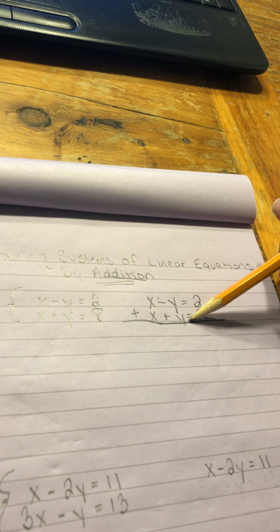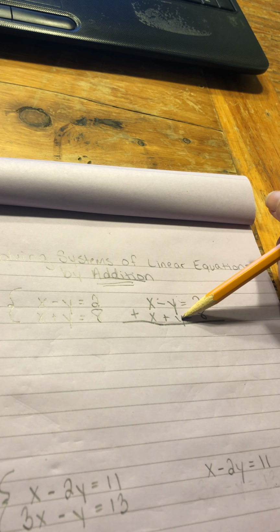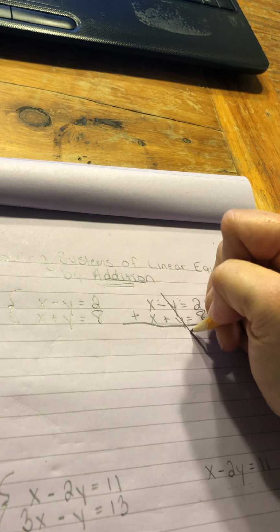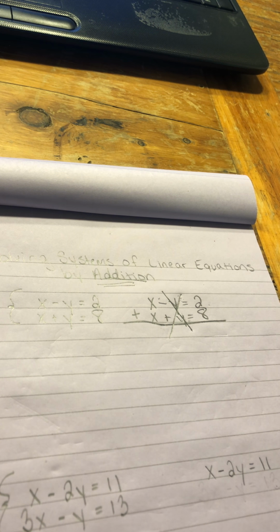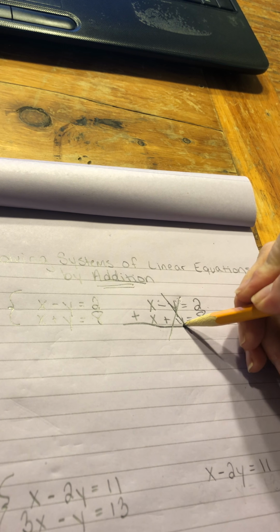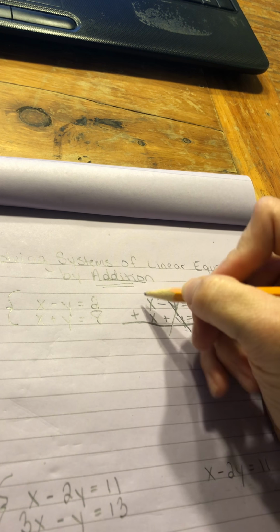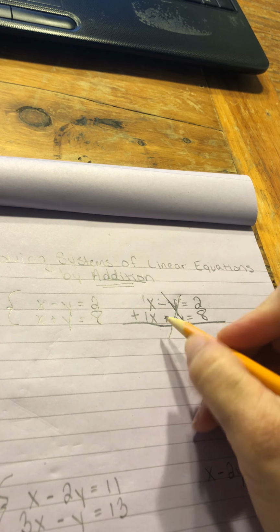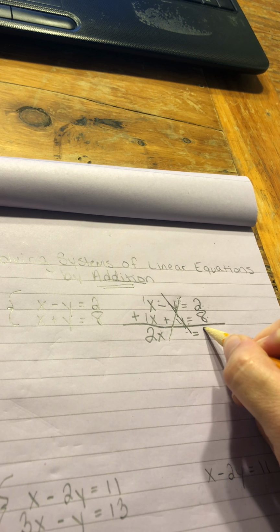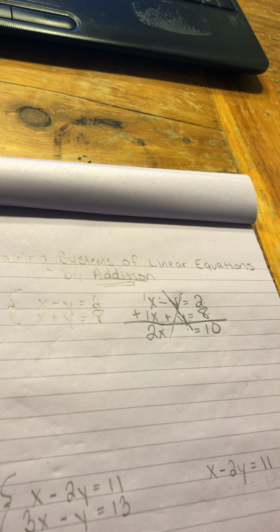Look how the y's are opposites of one another. This is a negative 1y and this is a positive 1y. And they are complete opposites of one another. Therefore, when I add them, they are going to cancel out. That's the goal. All right, so the y's canceled because that was negative 1y and that was positive 1y. And if I add those, they cancel out. All right, so now we have 1x plus 1x, which gives me 2x equals, what's 2 plus 8? 10. So we just have 2x equals 10. Oh, we can solve that now because there's only one variable.